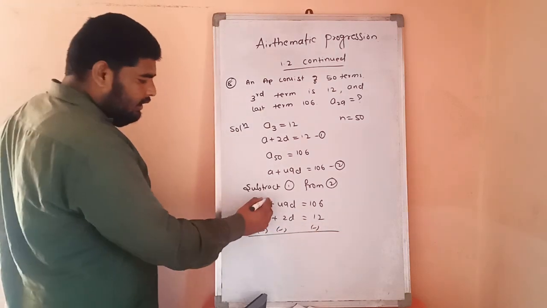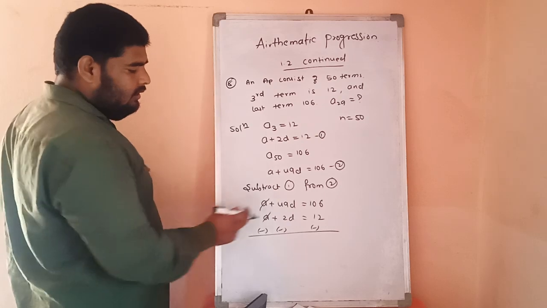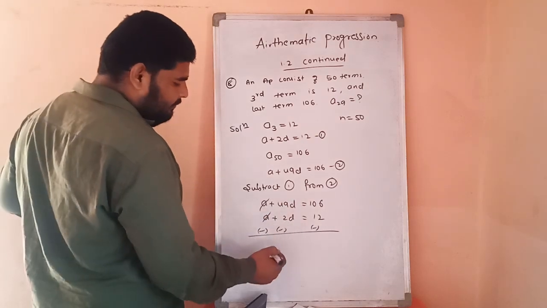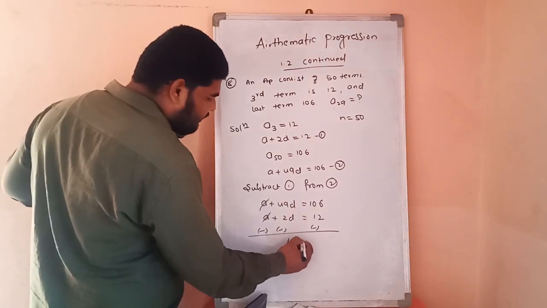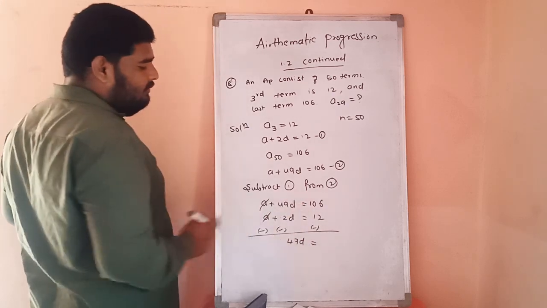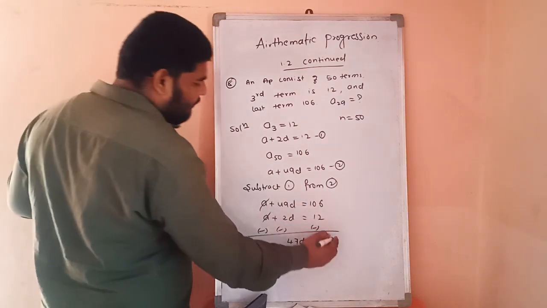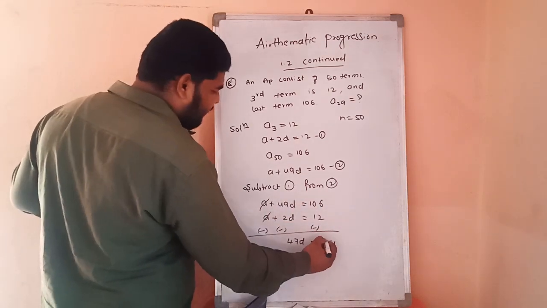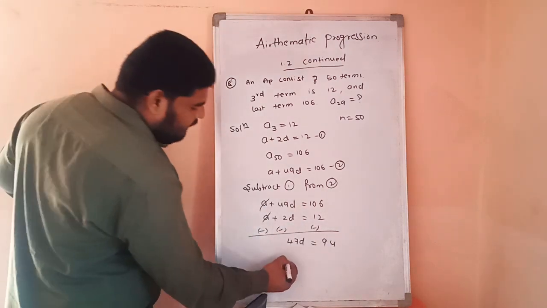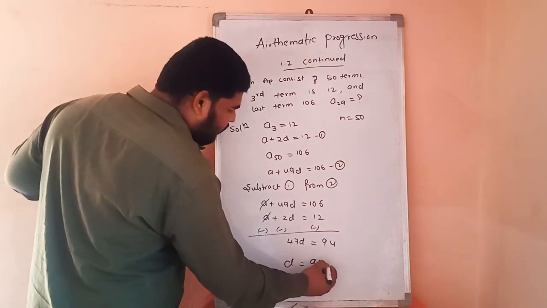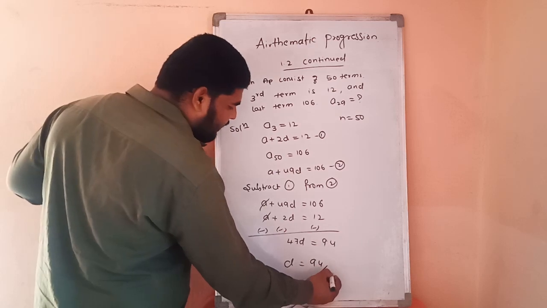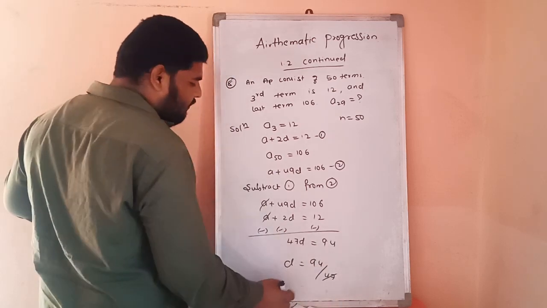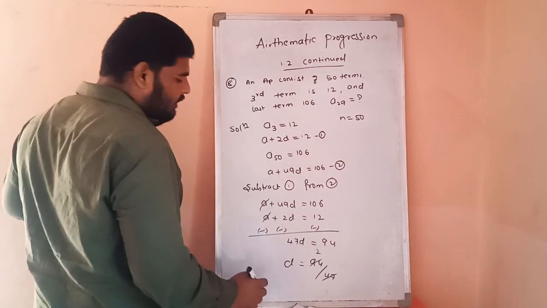Okay, so plus a minus a cancel. 49d minus 2d is 47d. Very good. Now 106 minus 12, how much? 94. So d is equal to 94 divided by 47. 47 ones are 47, 47 twos are 94.